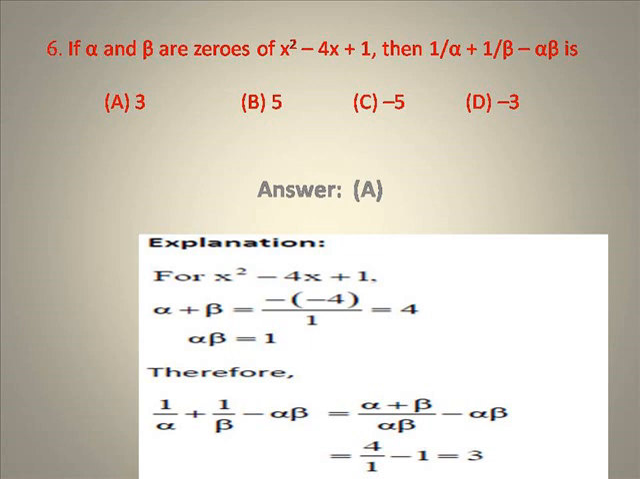You know the sum and product of zeros, so you will find alpha plus beta and you will get 4, and alpha beta is the product, that is 1. Now you will find the value of 1 by alpha plus 1 by beta minus alpha beta. After simplifying, you will get the answer as 3. So that is option A.